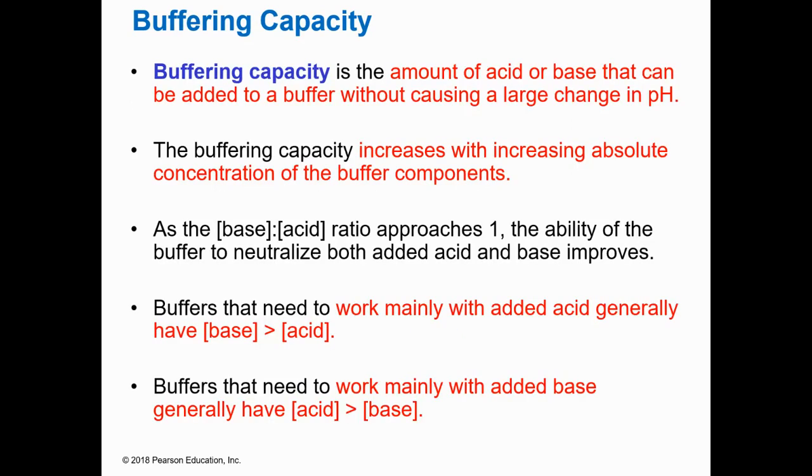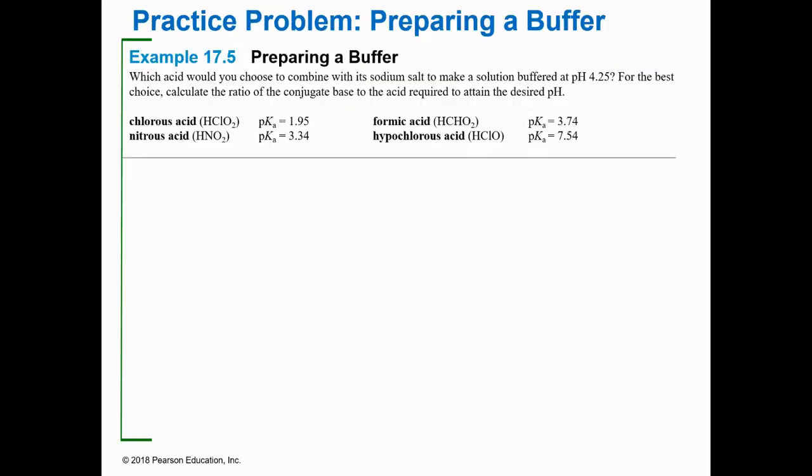Okay, so buffering capacity specifically is the amount of acid or base that can be added without causing that large amount of change. And if you increase the concentration, you increase the buffer capacity. Okay, if you need to make a buffer that works mainly with acid being added, you need more base than acid. And if you're working with one that needs to add base, you need more acid than base. In a real lab situation, we may do something like this where you get to choose how to make the buffer, but we cannot do that with at-home labs.